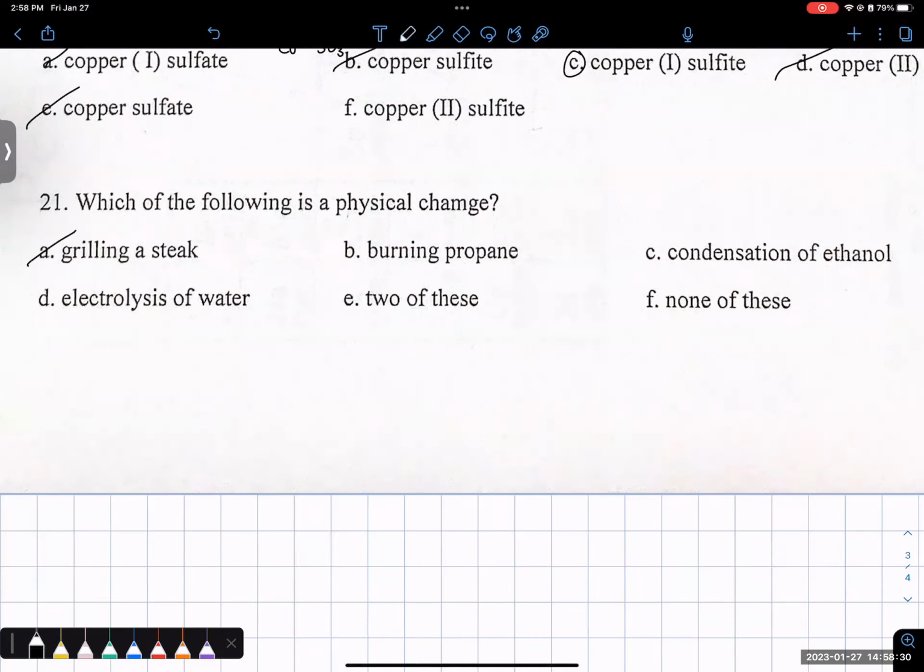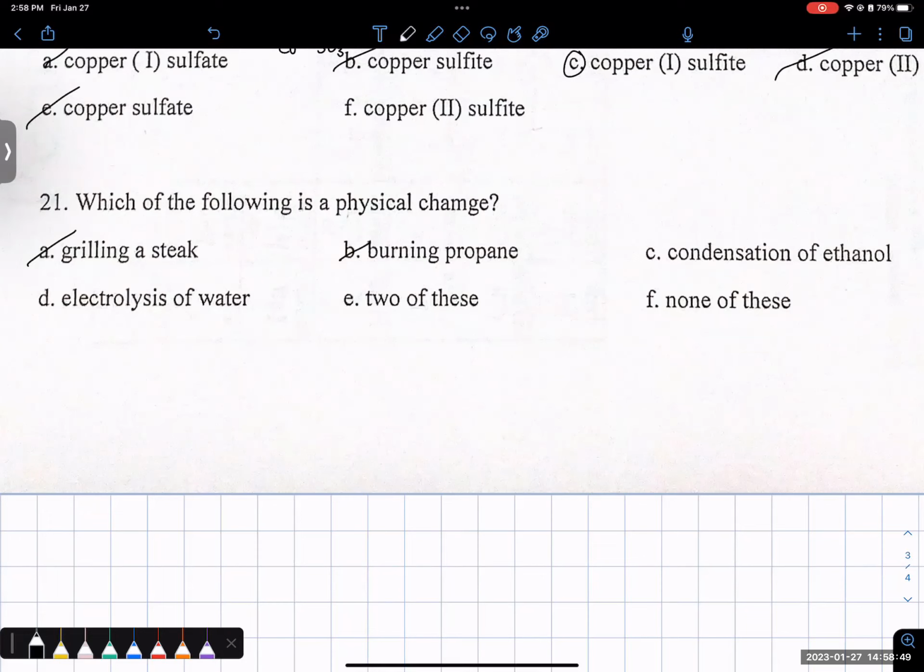What about burning propane? No. Chemical. It's chemical, right? Because if you're burning propane, you're undergoing some sort of reaction. It's going to produce carbon dioxide with water. Okay. B is not it.